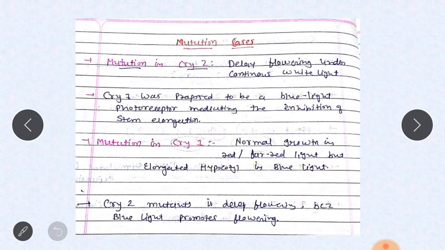So if we go to the mutation cases, mutation in Cry2 delays flowering under continuous white light. Cry1 was proposed to be a blue light photoreceptor mediating the inhibition of stem elongation, which is a normal function of Cry1. But when Cry1 is mutated, what happens? Normal growth in red and far red, but elongated hypocotyl in blue light. This you have to remember. Cry2 mutants delay flowering because blue light promotes flowering.